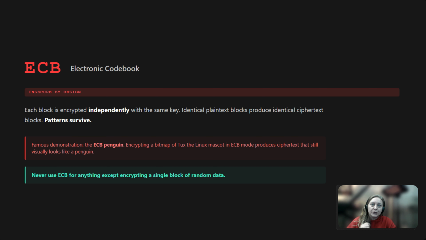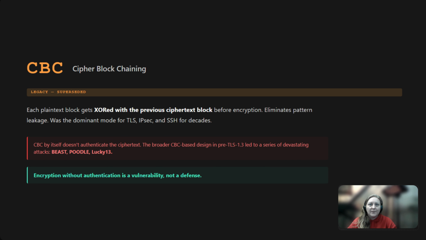There are 4 modes you should know. ECB, Electronic Codebook, the simplest mode. Each block is encrypted independently with the same key. ECB is insecure by design for any data with patterns. Encrypting a bitmap of Tux, the Linux mascot, in ECB mode produces ciphertext that still looks like a penguin. Patterns survive. Never use ECB for anything except encrypting a single block of random data.